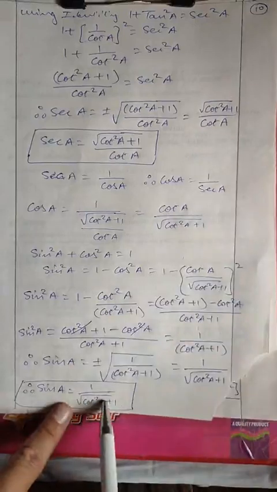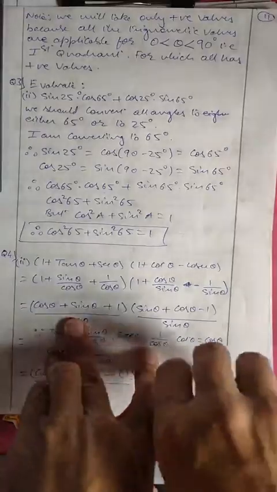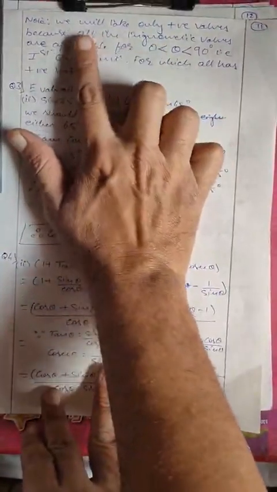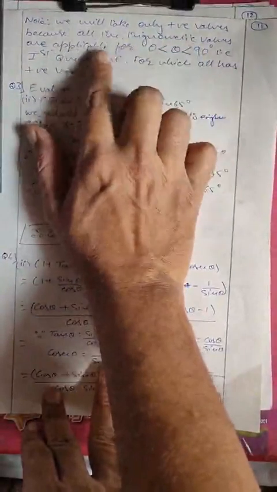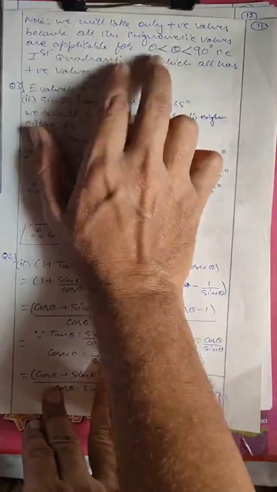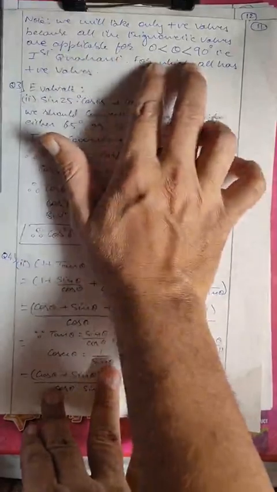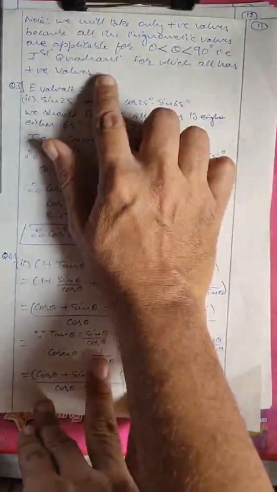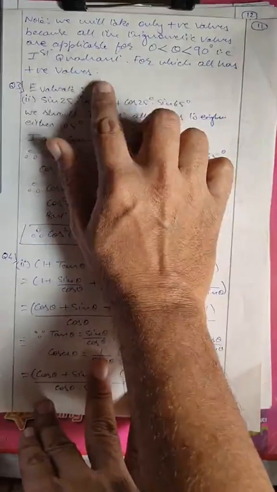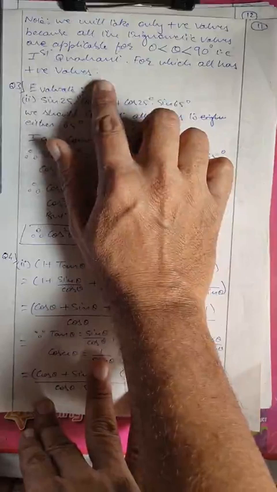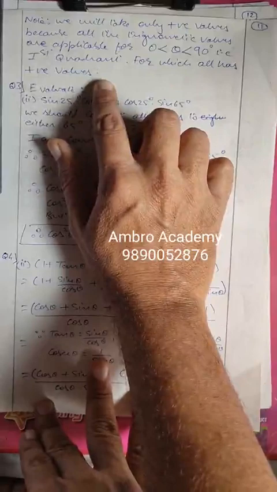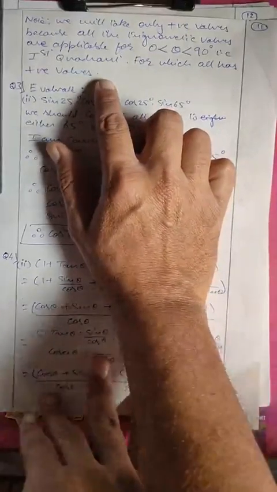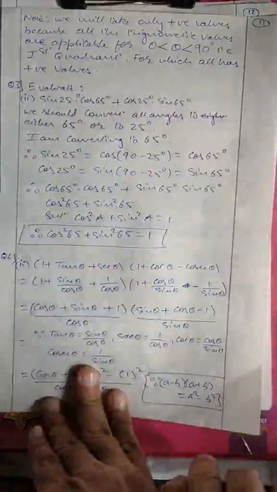Again we are taking the positive value. Why are we taking the positive value? I have written the note. Please take down the note. It is very important. We will take only positive values because all the trigonometric values are applicable for 0 to 90 degrees. Please note that the values are applicable between 0 to 90 degrees, that is the first quadrant, for which all the values are positive. Because for the first quadrant, x-axis is positive, y-axis is positive, and sine, cos, tan, cot, sec, cosec, all the values are positive. That's why we are taking positive values.